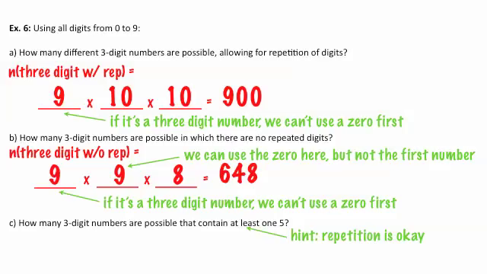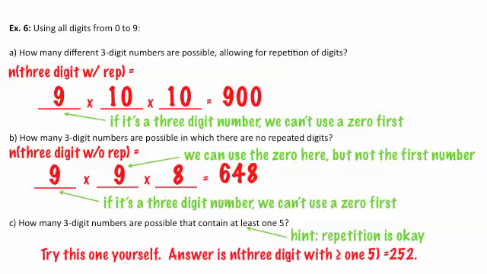Question C, we're going to leave for you to solve on your own. How many 3-digit numbers are possible that contain at least one 5? At least one 5 means one 5, or two 5s, or three 5s, and that gives you a hint that repetition is okay. So try this one for yourself and see if you can get the answer of 252.